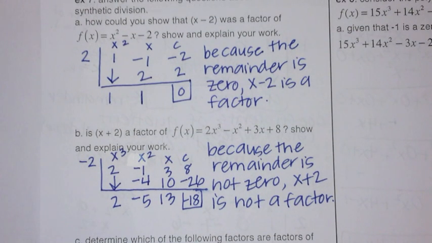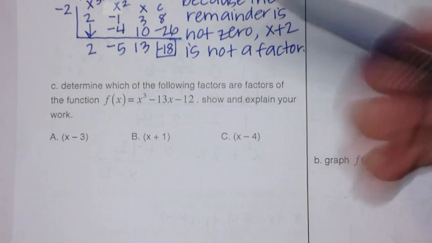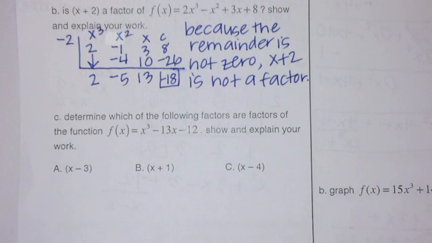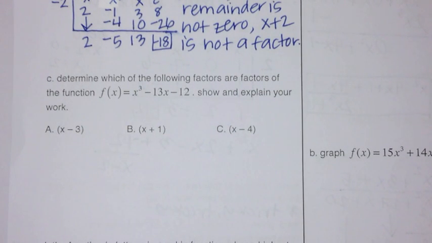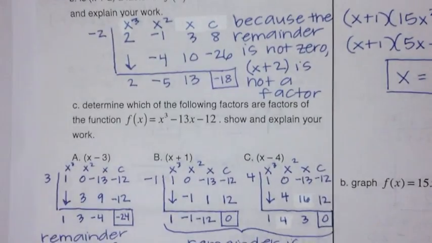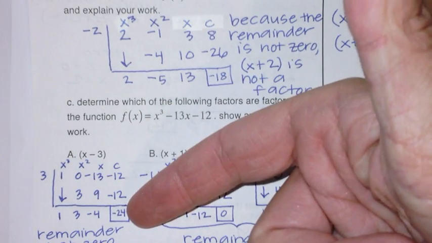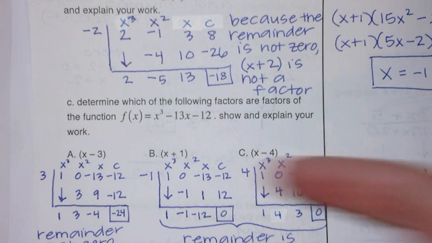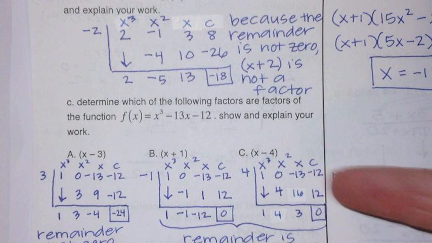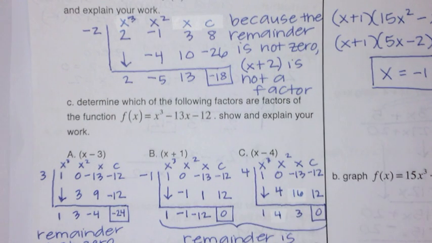So then we move on to part C, which is very similar to what we just did, and it just asks you if these three factors are factors of that right there. And so rather than me doing all that work again, I'm just going to go ahead and show the answer here. So when you do this, 3, you get -24. Remainder is not 0, so it's not a factor. And then when you do -1, you get 0. And on part C, when you do 4, you get 0 also. So the remainder is 0, so both of those are factors as well.